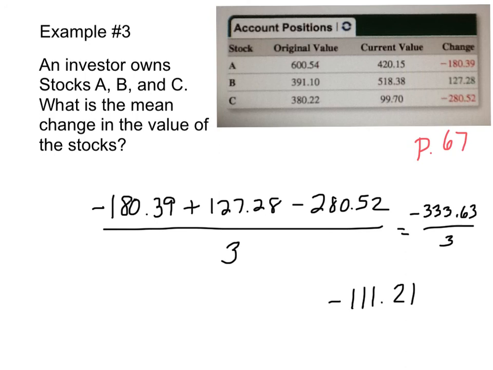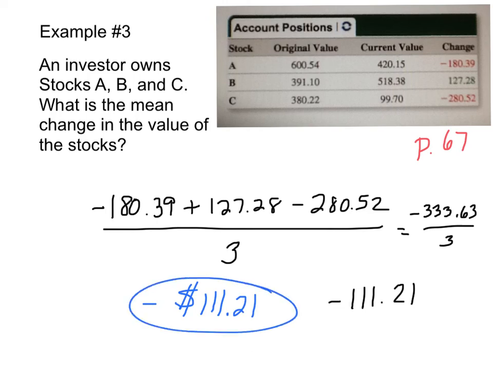So if I ask you what is the mean change in the value of the stocks, you would say that the mean change of the value of the stocks is negative $111.21. And that would be your answer.